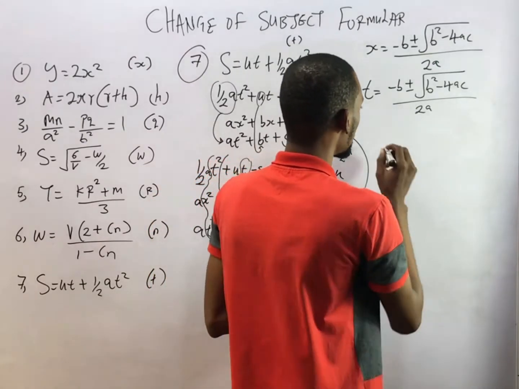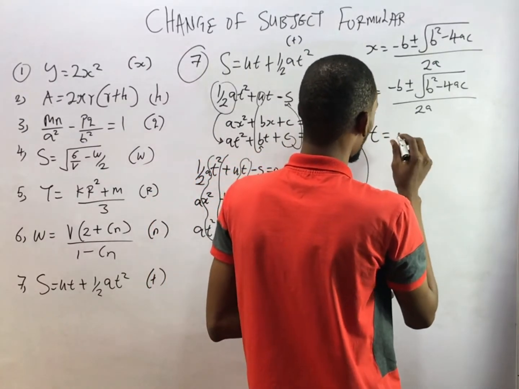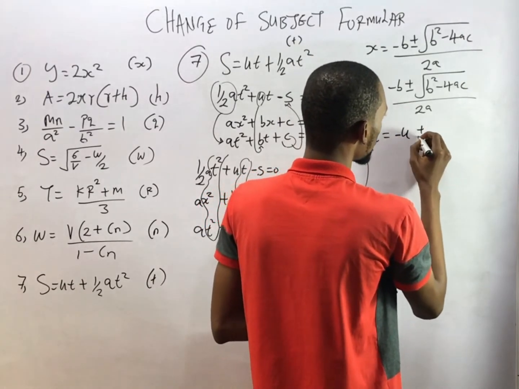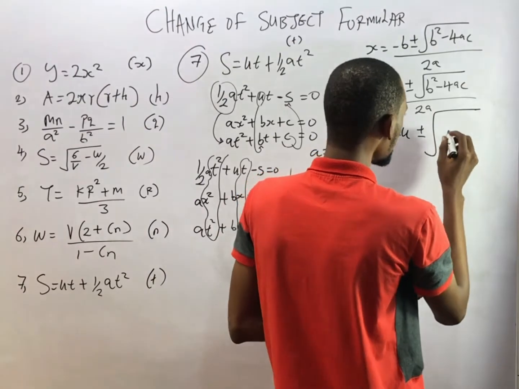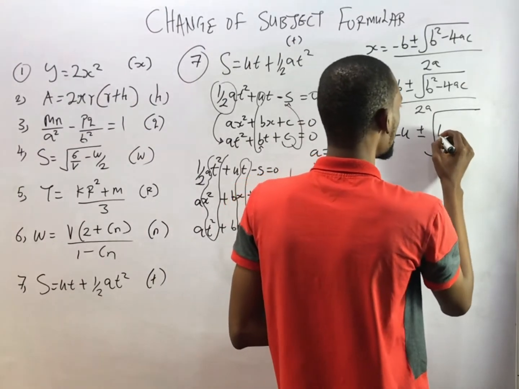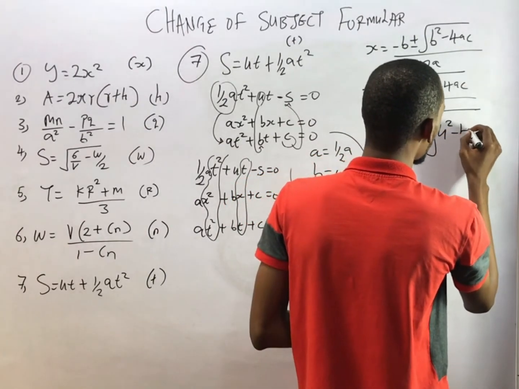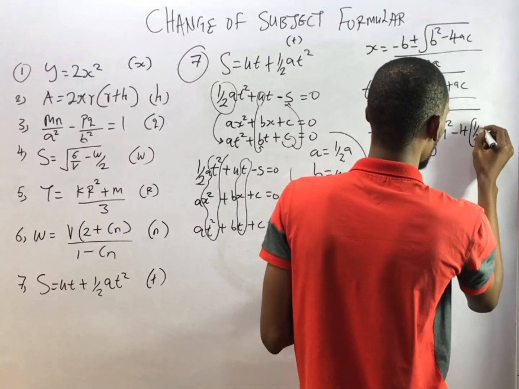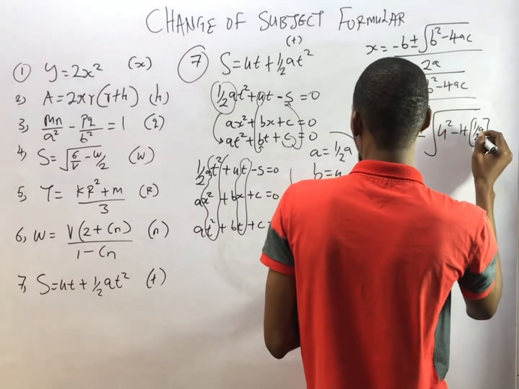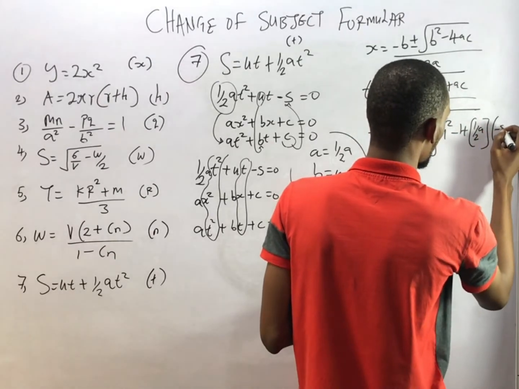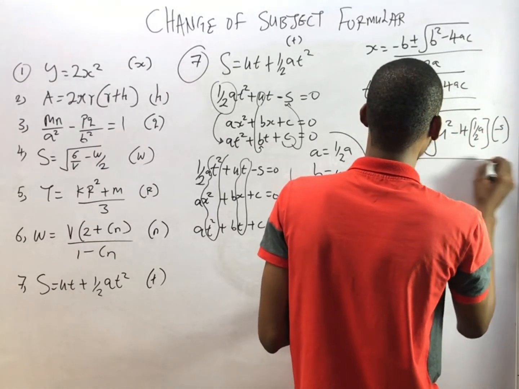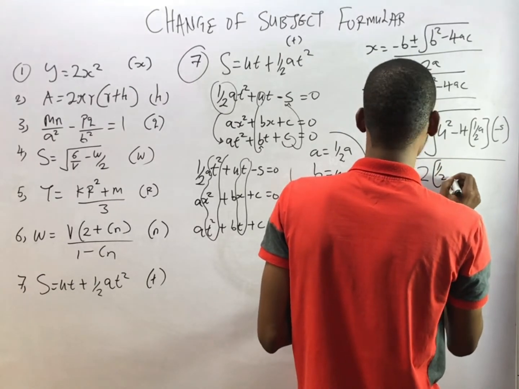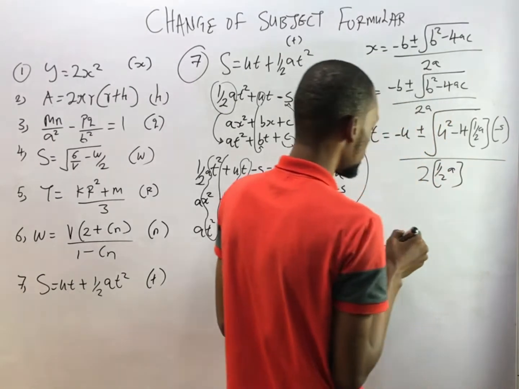So doing that, t is equals minus b, instead of b now is u, minus u plus or minus the square root of b squared, that means u square minus 4a, where a is 1 over 2 a, and c is minus s, over 2a, which is 1 over 2 a. So this is basically substitution.